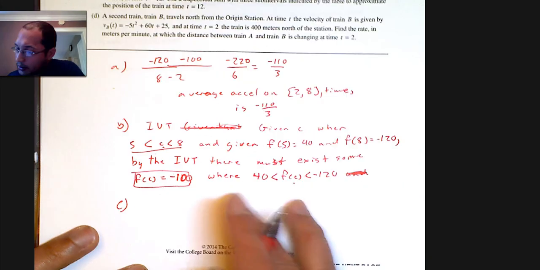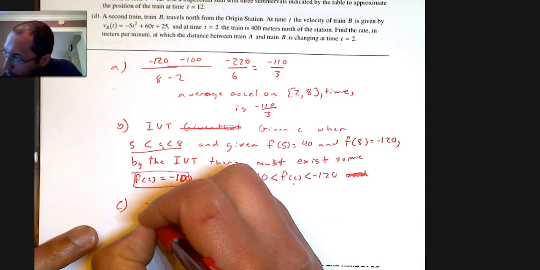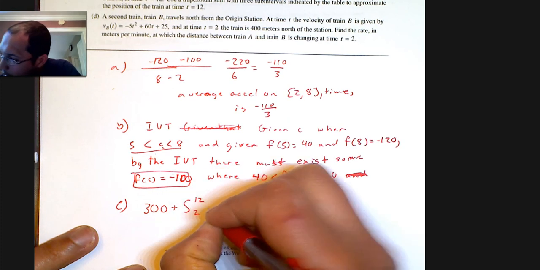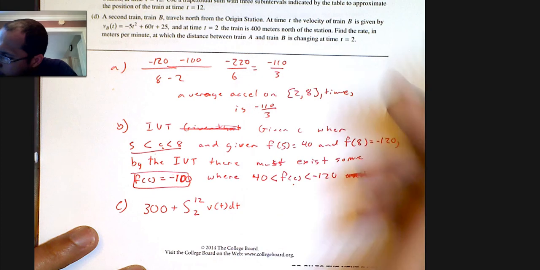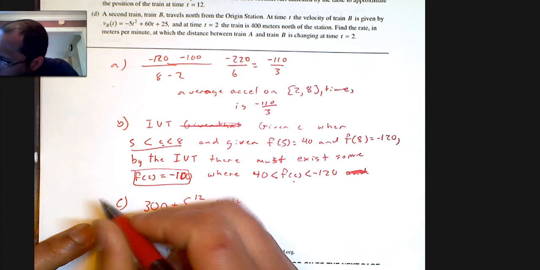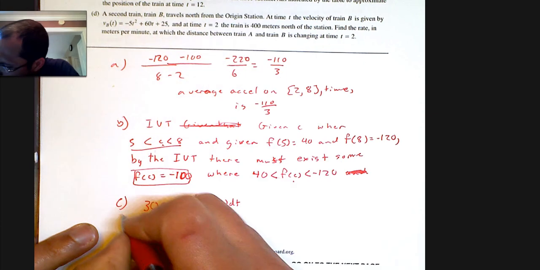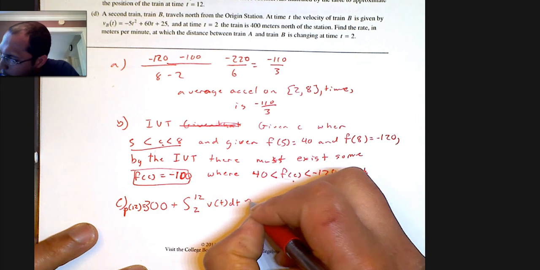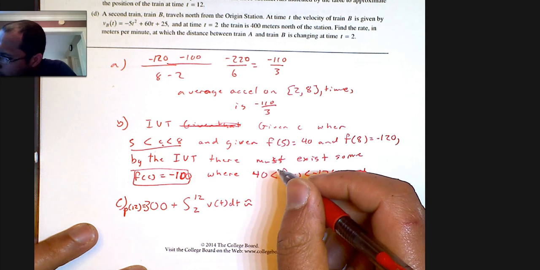So basically, that would be the position at 2, 300, plus the distance traveled from time 2 to 12, the integral of the velocity v of t dt, and that's going to give basically the position at 12. So we can say that equals P of 12. Then that's going to be approximated by the trapezoidal sum with 3 subintervals indicated by the table to find the position at time t equals 12.